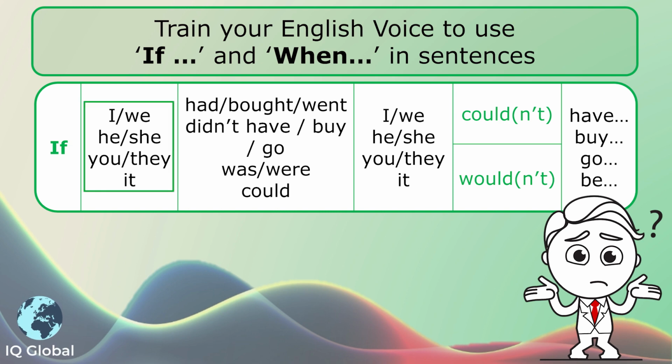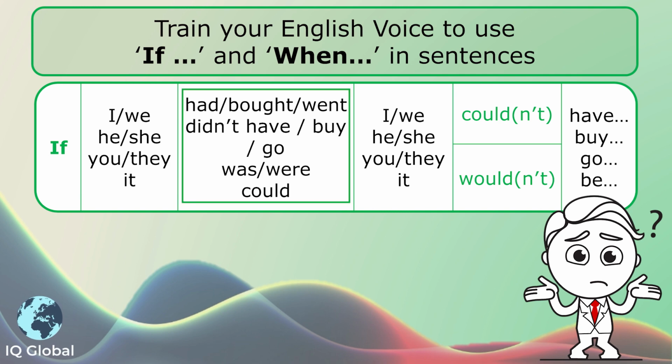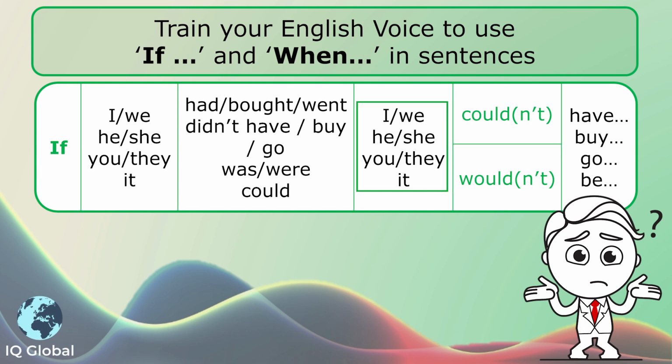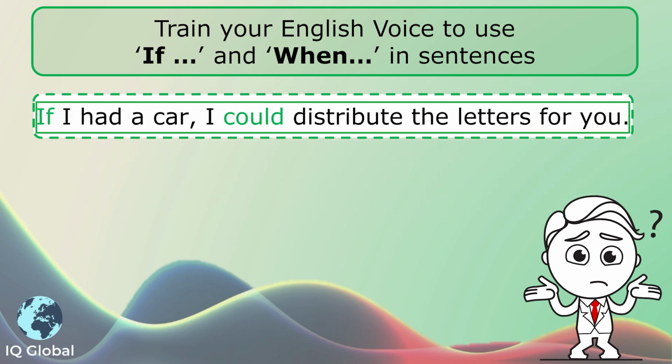If, I, we, he, she, you, they, it, had, bought, went, didn't have, buy, go, was, were, could. I, we, he, she, you, they, it. Could or couldn't, would or wouldn't, have, buy, go, be. For example, if I had a car, I could distribute the letters for you.